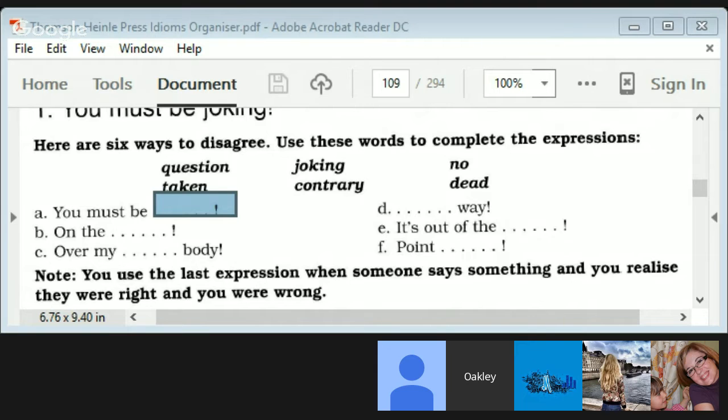Here's a good one. You must be yanking my chain. Are you yanking my chain? And there are various ways to say this. Not just you must be joking. Are you joking? You've got to be joking. You're joking, right? So we can say this in a variety of ways. Are you yanking my chain? Yanking my chain.